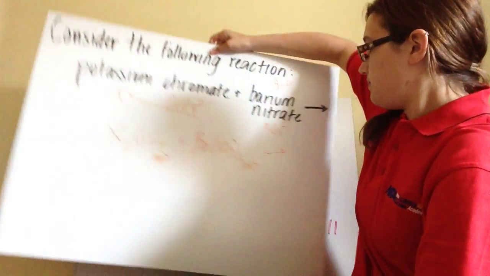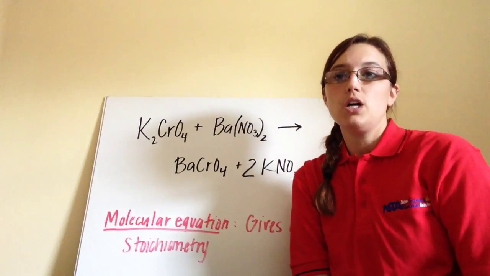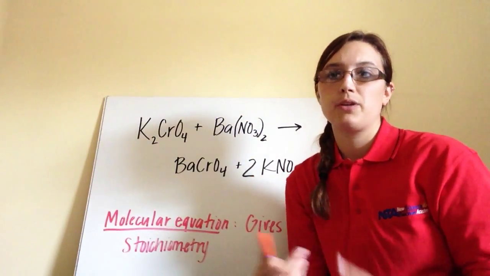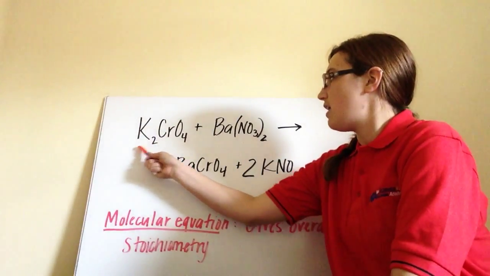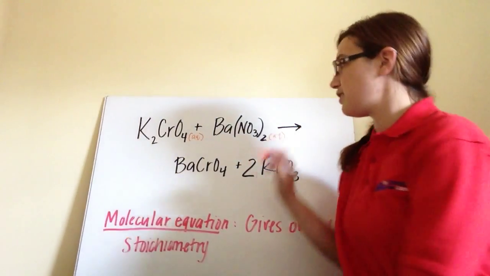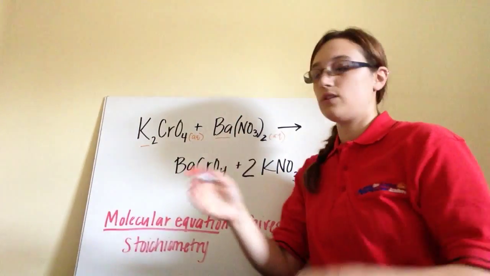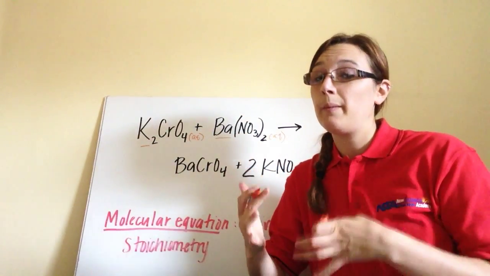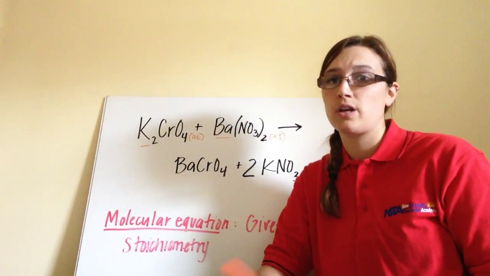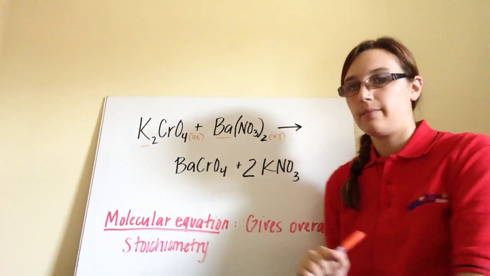So what we're going to do is take a look at the reaction itself. We have potassium chromate and barium nitrate, and we can actually predict the products. You have two solutions being added together. This is a double replacement reaction. Your positive ions switch. Remember, whenever you form a new compound, you have to use the crisscross method. Make sure that your charges cancel out. So we get barium chromate plus potassium nitrate.